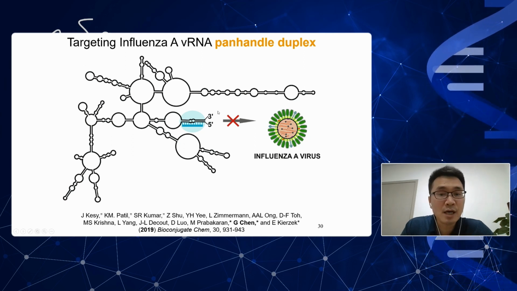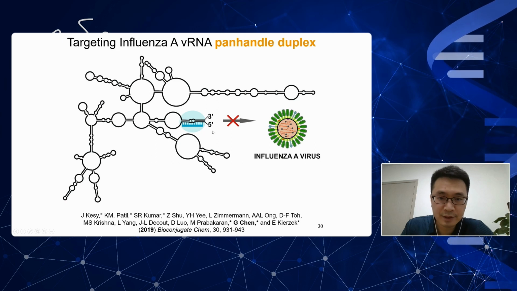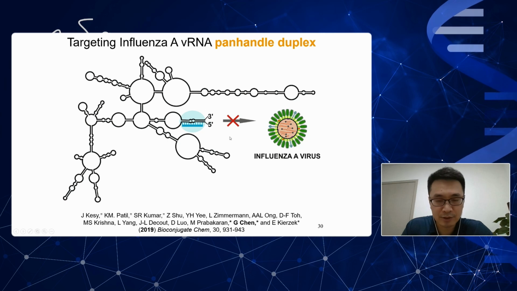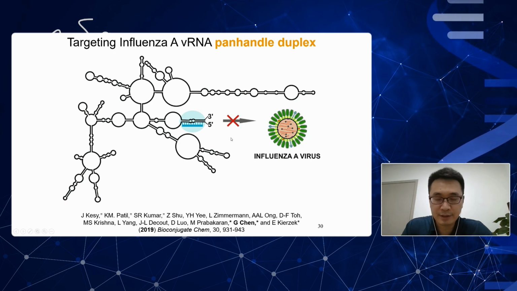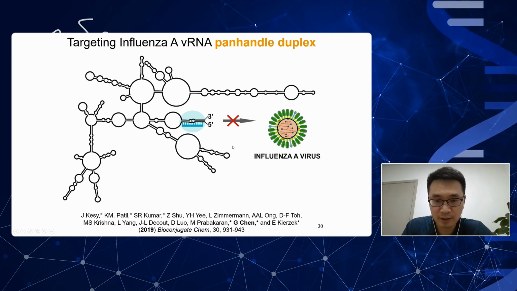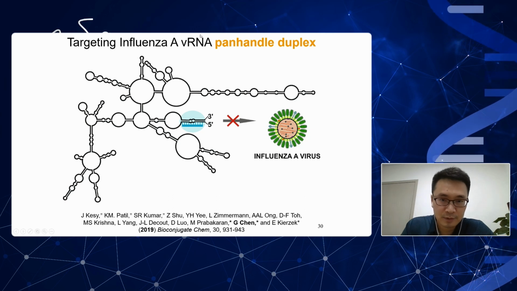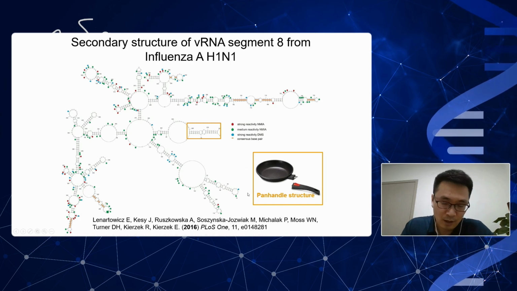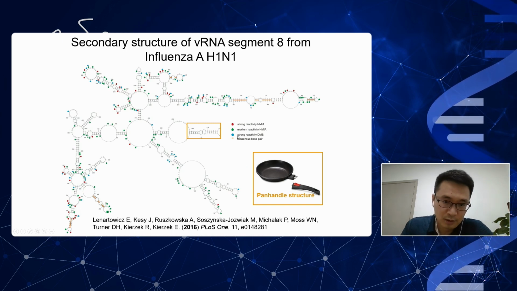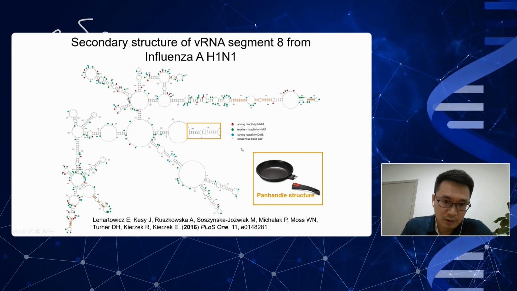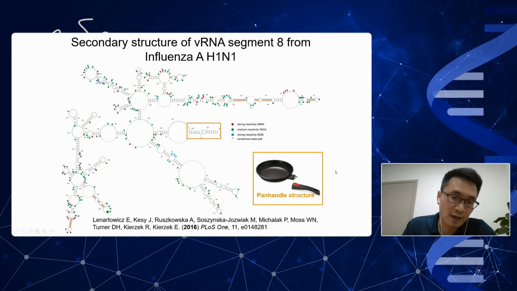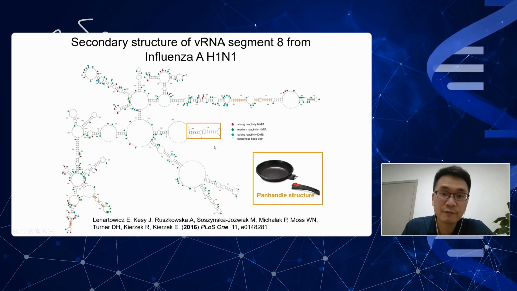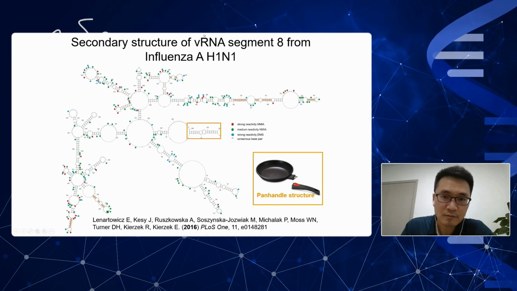In this RNA, we have this very conserved region, the so-called panhandle region, formed between the 5' end and 3' end of this viral RNA. This is almost 100% conserved in influenza A. If we look at the sequence, this is the shortest segment of this viral RNA, and it can form this so-called panhandle structure, where the 5' and 3' ends form a duplex. It's about a 25 nucleotide region.